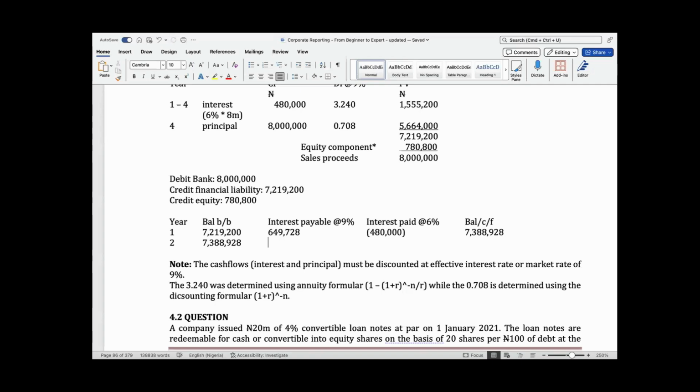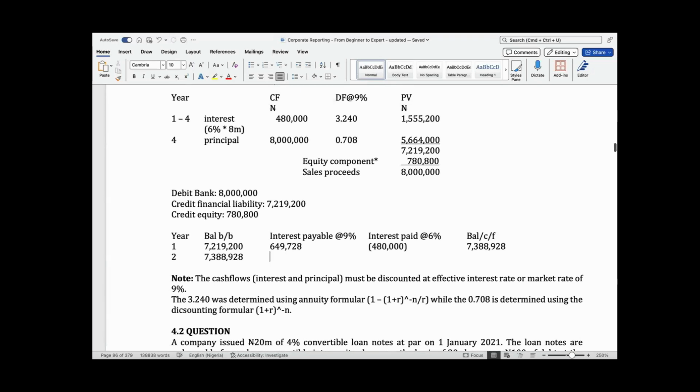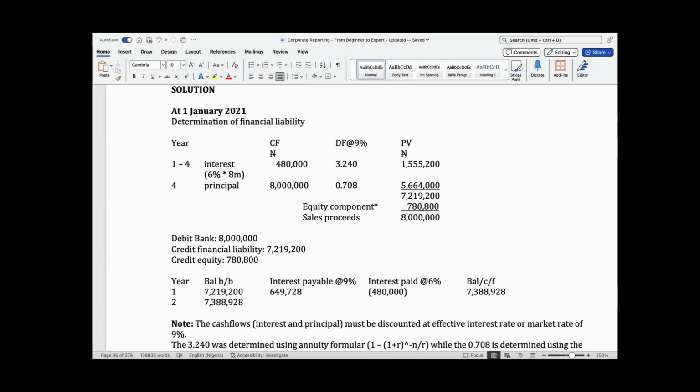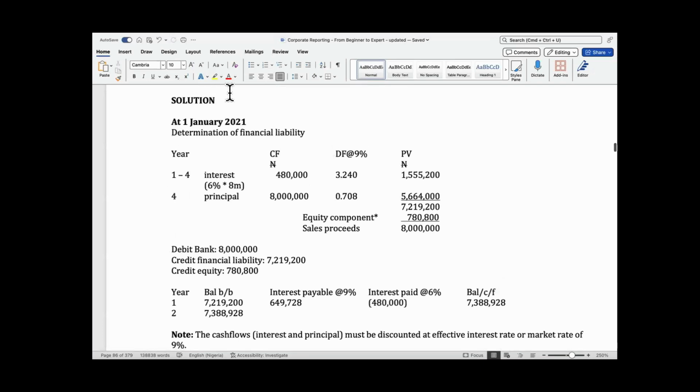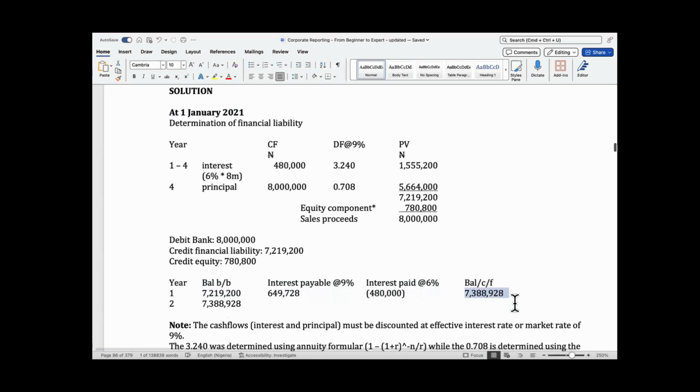liability. But just that in exam, because they can ask you something like this as part of your group account question, you will seriously need to first be able to do this separation at the beginning of the year. But more importantly, you need to be able to do this at the end of the year. Because this is when you will now know that the effective interest goes to P&L, while this balance here is what will show as your financial liability in the statement of financial position, while this 780,800 would go in equity as equity reserve.